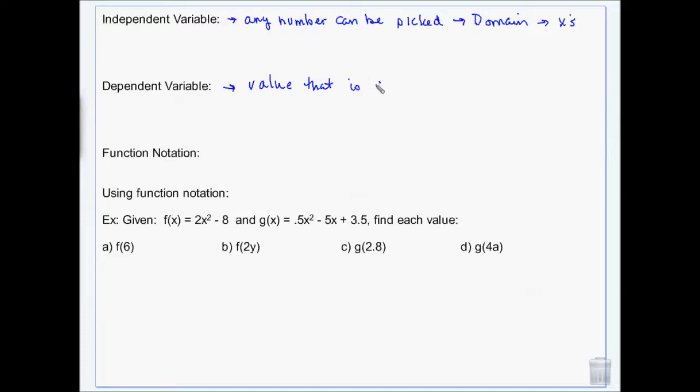What's the word I'm looking for? Oh, it should be revealed. It's not the right word, but that's okay.